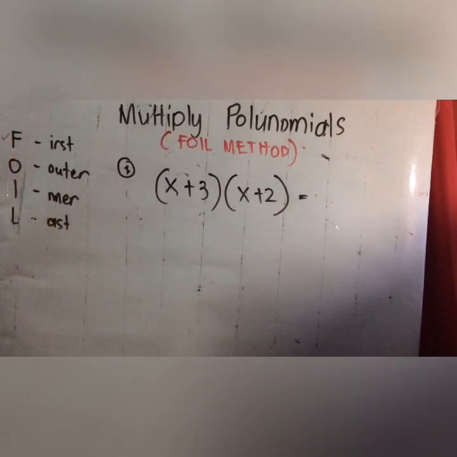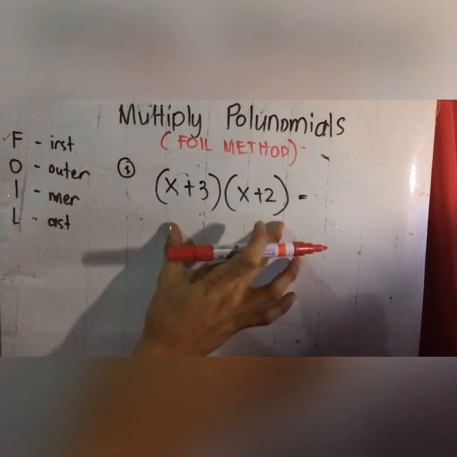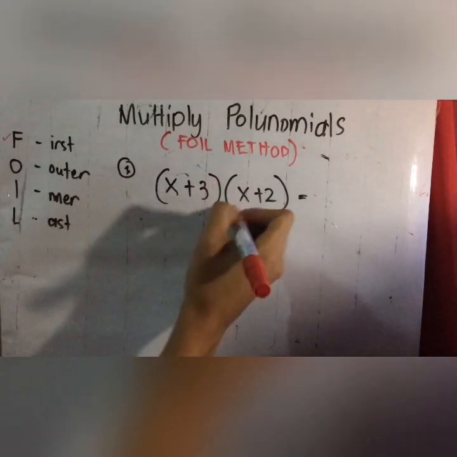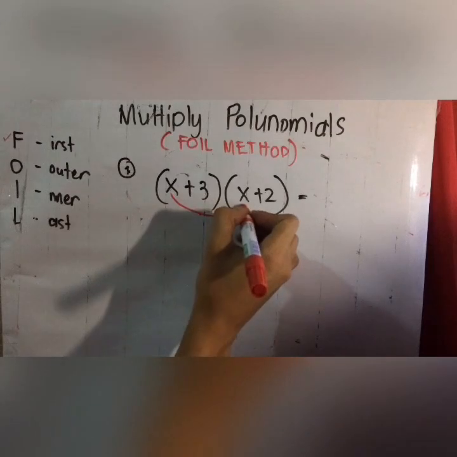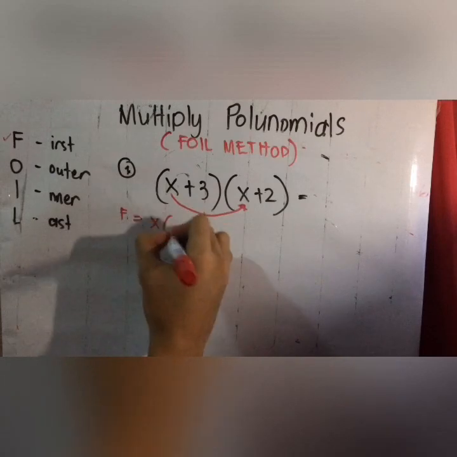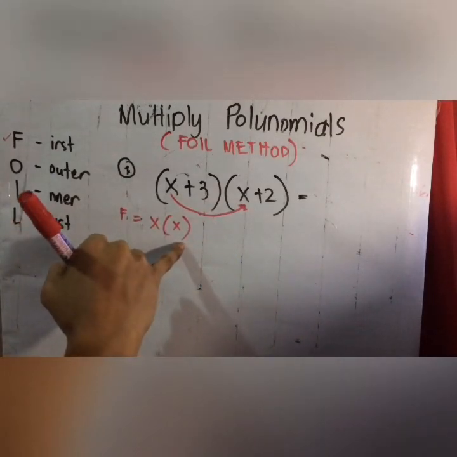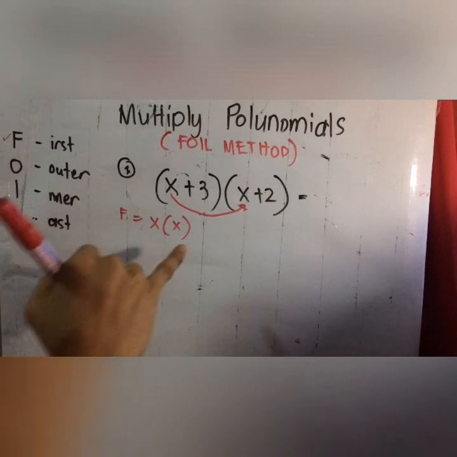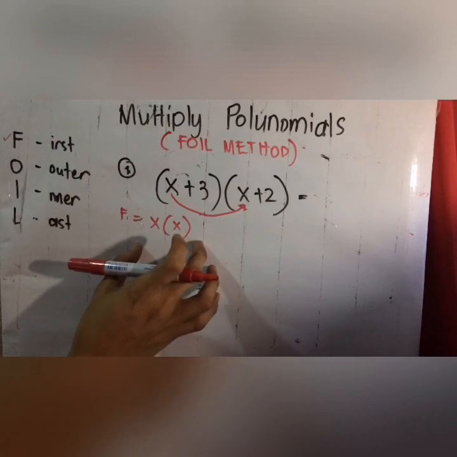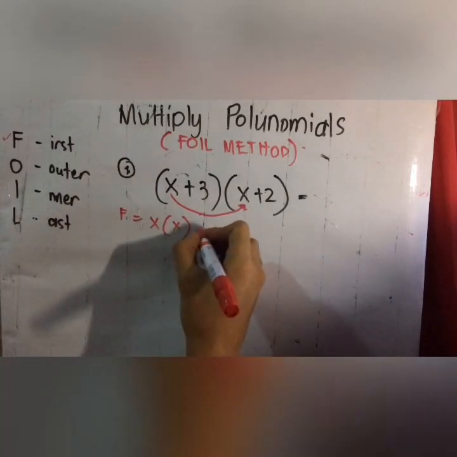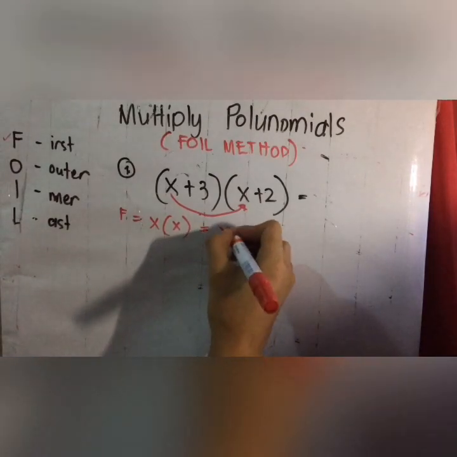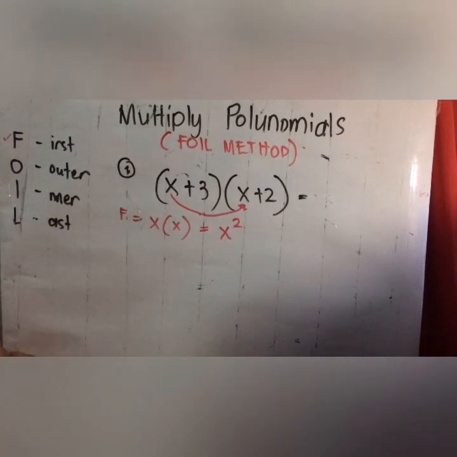So let's focus first on the first. From this given expression, our first terms are x and x. So we have to distribute x to x. So our F is just equal to x times x. Why is it multiplication? Again, since we are using the distributive property, that always entails multiplication. So x times x is just equal to, by the product rule, we copy the base and add the exponents.